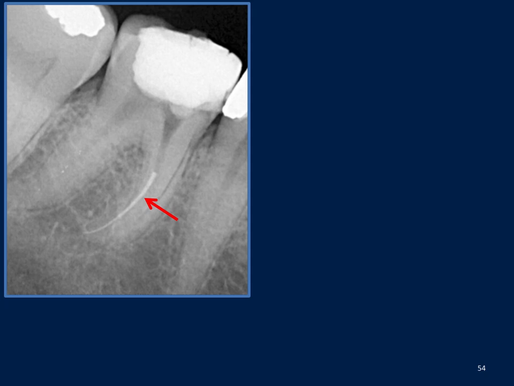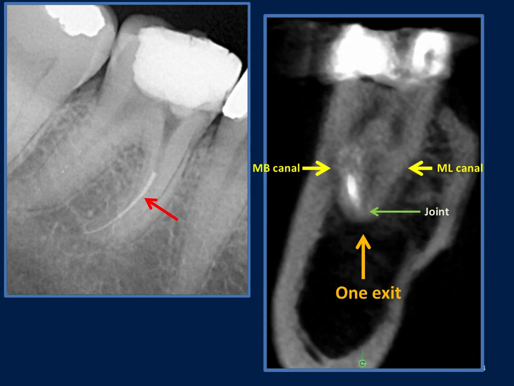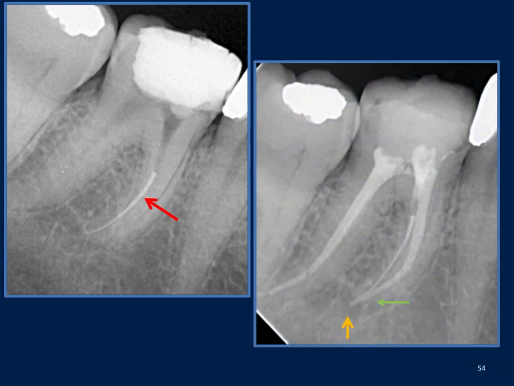So let's take the cone beam. Cone beam showed me the mesiobuccal and mesiolingual canals are joining in one exit or one foramen. So because of this, I will go from the mesiolingual canal and prepare it completely. I will leave the mesiobuccal canal, which has the broken instrument, and this is the final obturation.